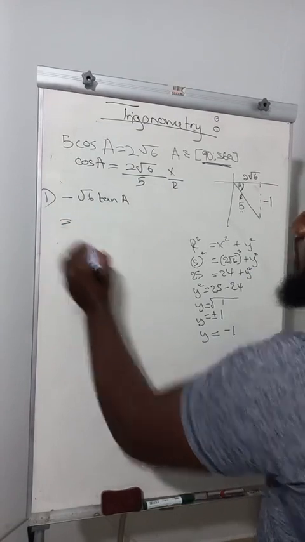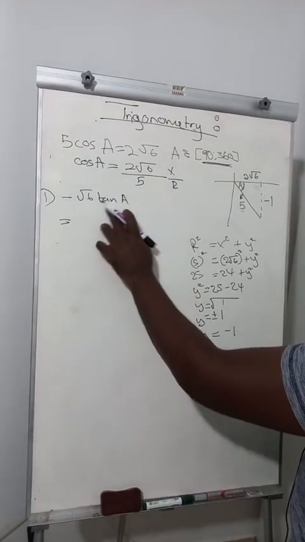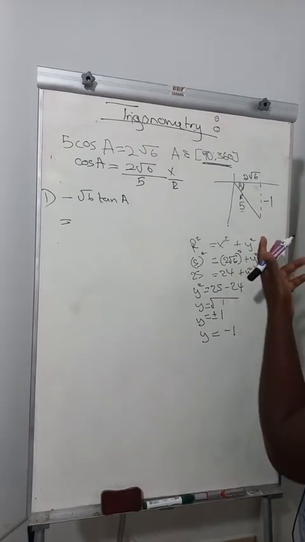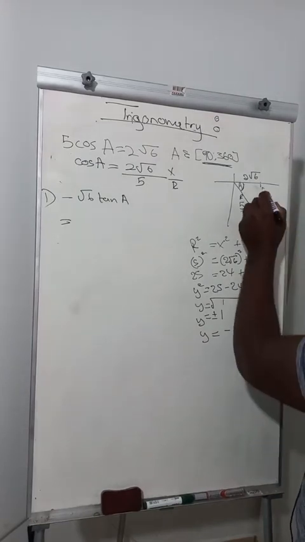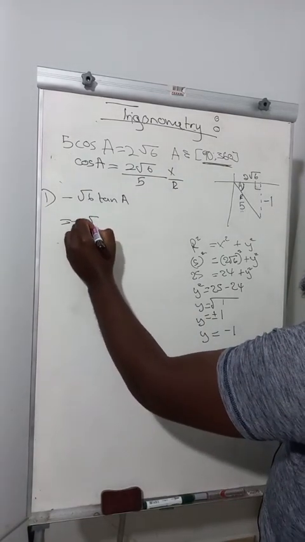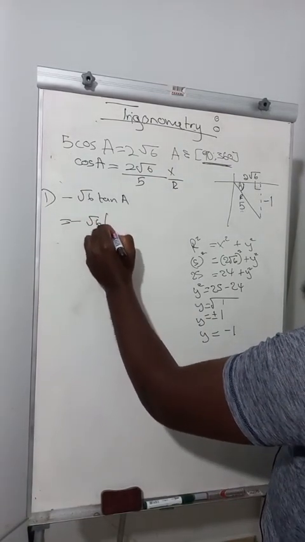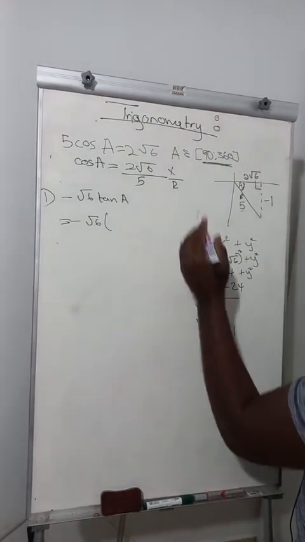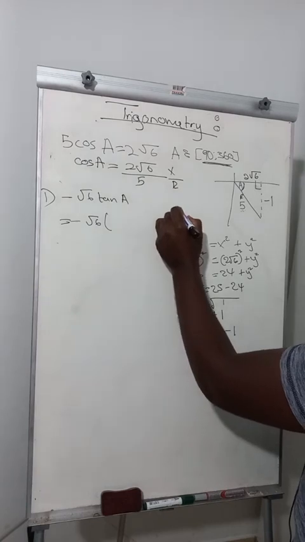So to determine this now, you already have all the sides of this triangle here. So you just say this is negative the square root of 6 multiplied by tan A. Tan A is just a matter of you writing, let me redraw it in a proper way. You'll have this.